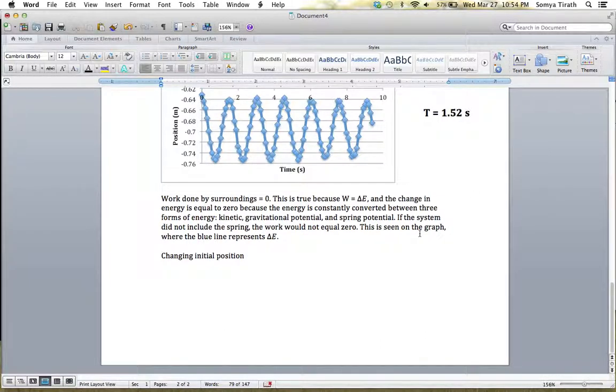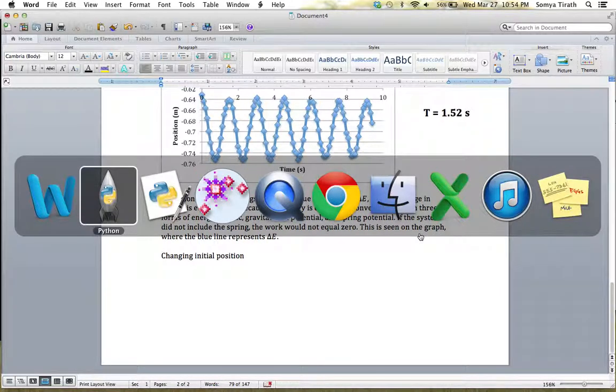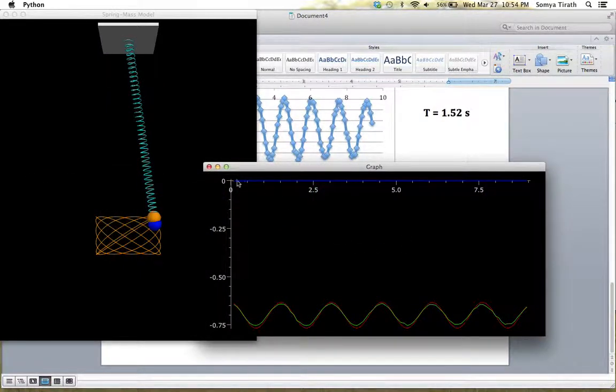So now the question becomes, what is the work done by the surroundings? And this is equal to 0. We know this is true because, as I already said, the work is equal to the change in energy. And the change in energy is equal to 0 because the energy is constantly converted between three forms of energy: the kinetic, the gravitational potential, and the spring potential. If the system didn't include the spring, the work would not be equal to 0. And you can see this on the graph produced by Python. Here, this blue line is equal to the change in energy, and clearly it's just a line straight through 0.